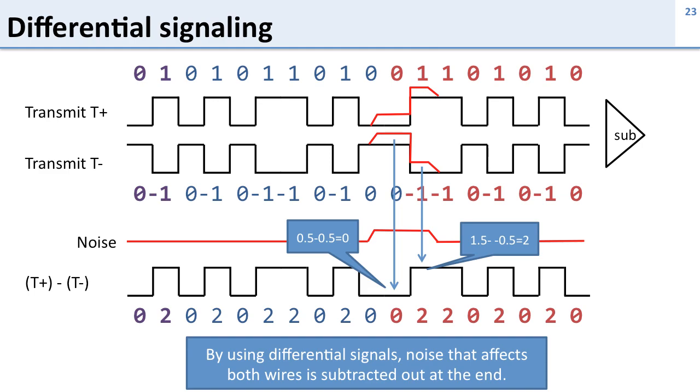So by using the differential signals, we can take noise that affects both wires and subtract it out. And that gives us a cleaner signal, which allows us to run much faster.